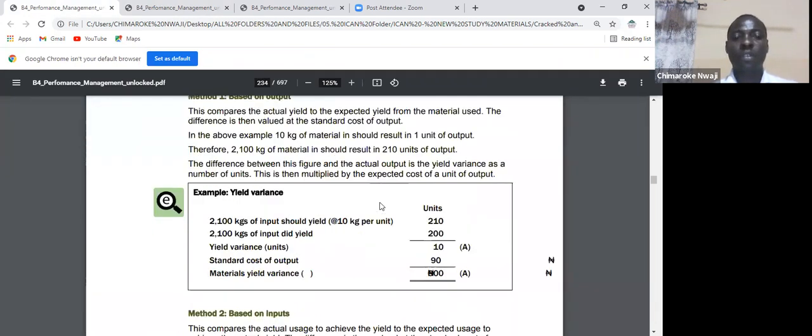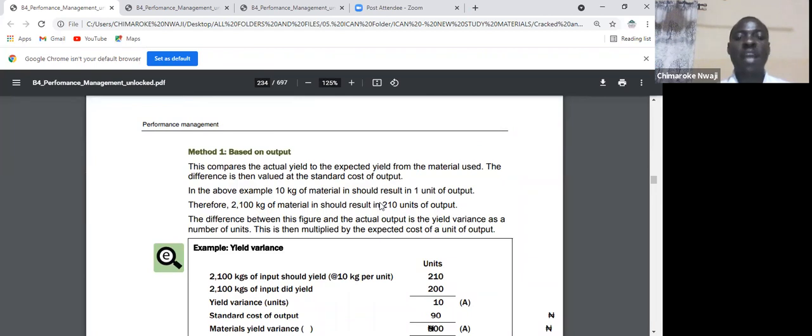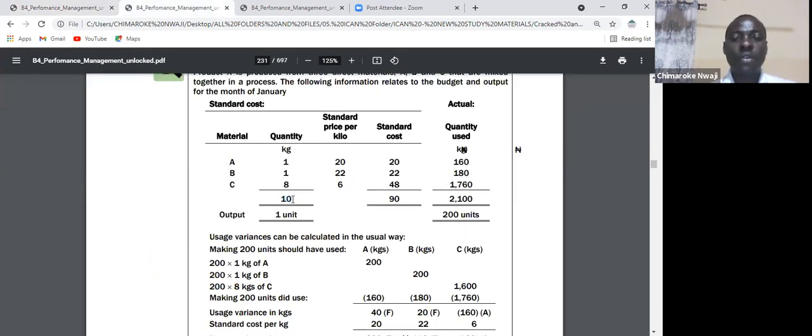So that's it. Now, based on outputs, so this is method 1. Based on outputs, let's see how we can do a material yield variance. Now, this compares the actual yield to the expected yield from the material used. The difference is then valued at the standard cost. In our example, 10 kilograms of materials is what gave us 1 unit.